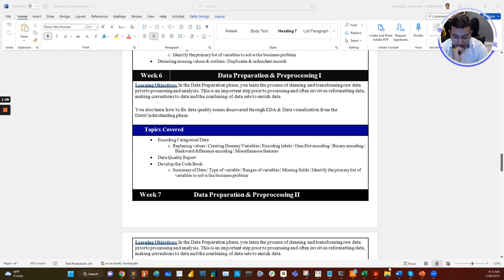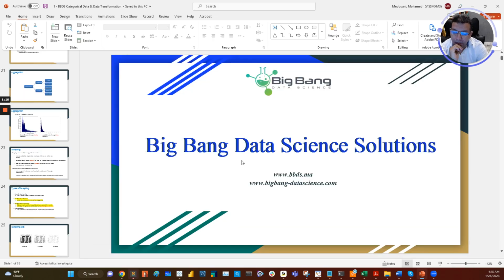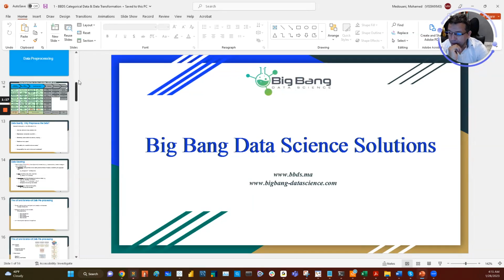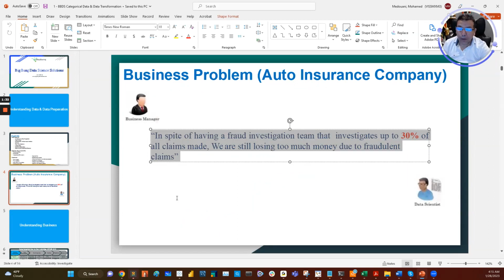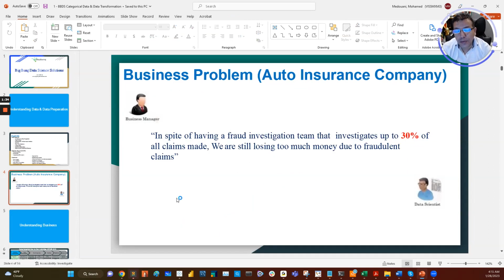So we are still working for our insurance company, and our job is to help the business determine the solution for the money loss because of fraud. You've been hired as a data scientist, and you've been challenged with the business problem that says, in spite of having a fraud investigation team that investigates up to 30% of all claims made, we are still losing too much money due to fraudulent claims. So that is the problem statement.